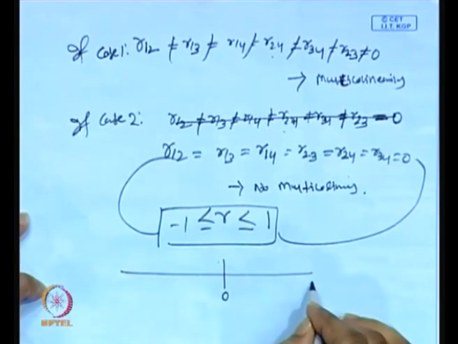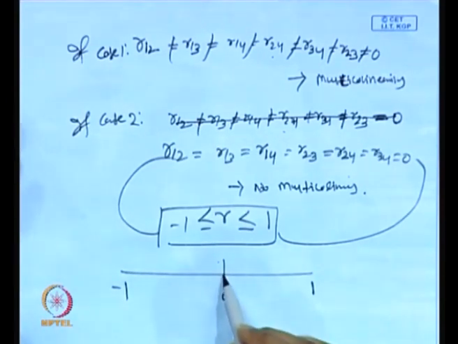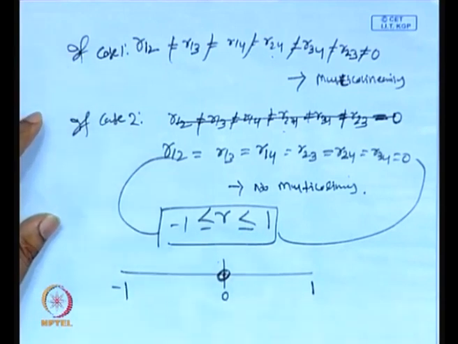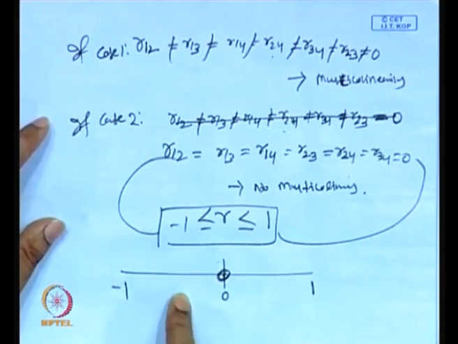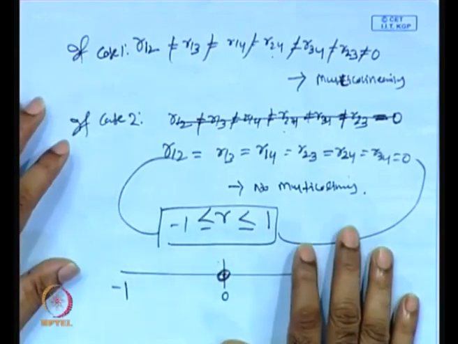If I take a range here, this is 0, this is 1, this is minus 1. Now in a particular regression, whatever correlation coefficients are possible among the regressors, if every correlation tends to 0, then obviously there is no multicollinearity. But if you find any other point, then there is multicollinearity, whether it is on the left side or the right side. So the nature of the relationship is not important for the multicollinearity issue. It is the degree of association that is very important. If the degree is high, it is a high multicollinearity issue. If the degree is low, it is a low multicollinearity issue.